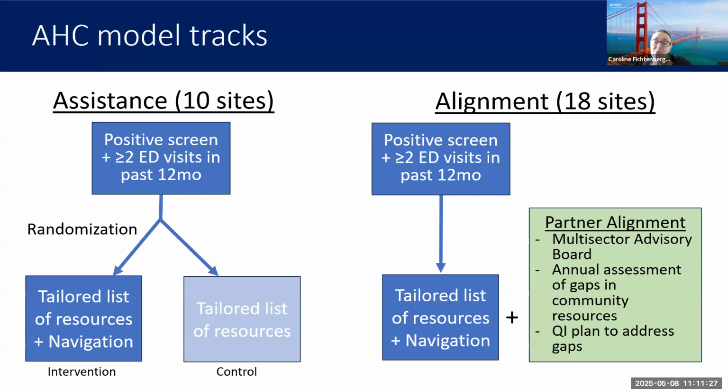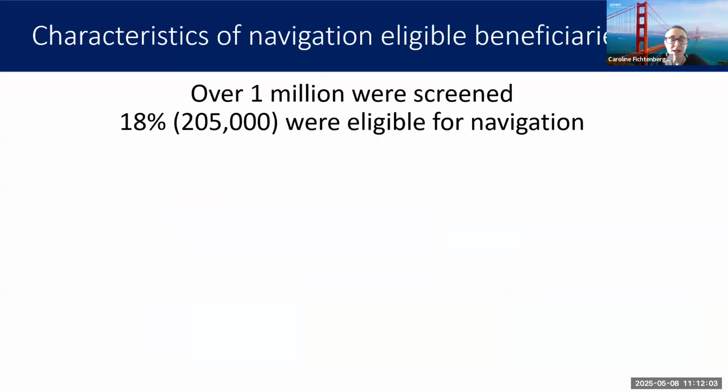In addition to the alignment group, there was something called partner alignment. So these sites received extra money to help bring together different partners in the community on the clinical side, in social services, et cetera, to do an annual assessment of gaps in community resources and develop a QI plan to address those gaps. So the idea with the alignment is that by bringing together partners at the community level, maybe they would find ways to help address gaps in community resources, which would enhance the impact of the intervention. So those were the two models.